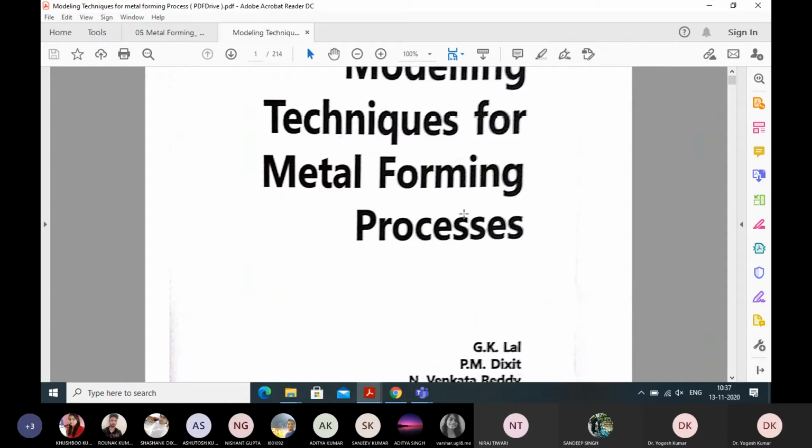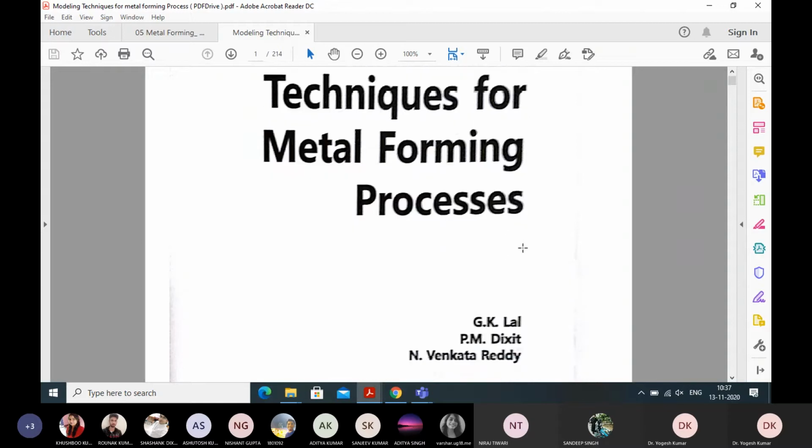Mathematical modeling for the processes which we have studied as a part of this course. Okay, so there is the first technique which is mentioned in your syllabus, that is the slab method. So we will come directly to the slab method.